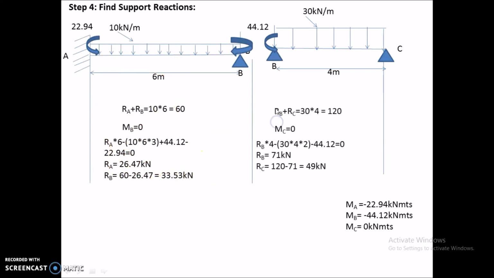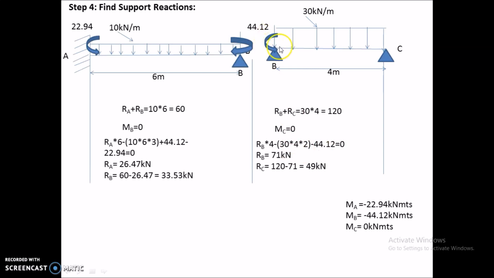And coming to this second span, again I am applying summation of vertical forces equal to 0, that is RB plus RC is equal to 30 into 4, that is 120. And considering moment at this point C is 0, RB into 4 will be positive moment since it is acting left side clockwise, and this 30 into 4 into 2 will be the moment here, and it will be negative since it is acting left side anti-clockwise.